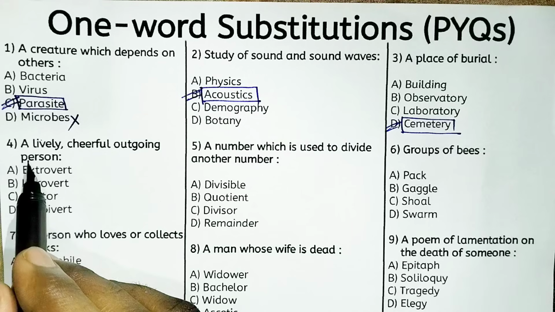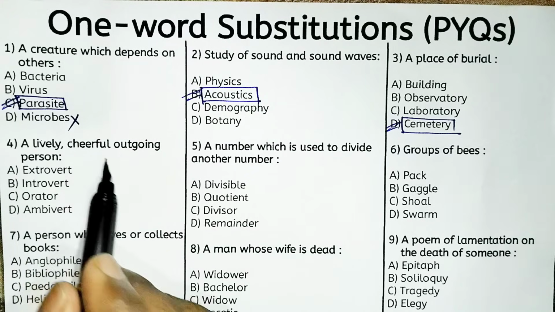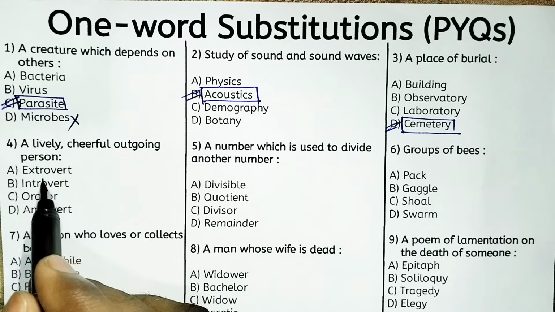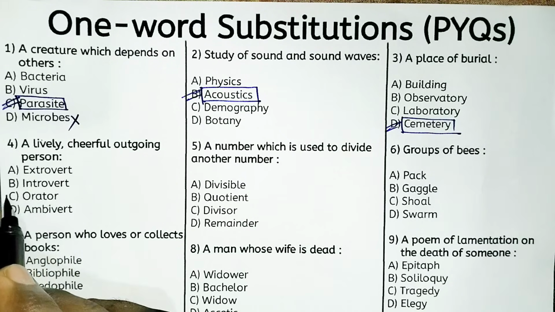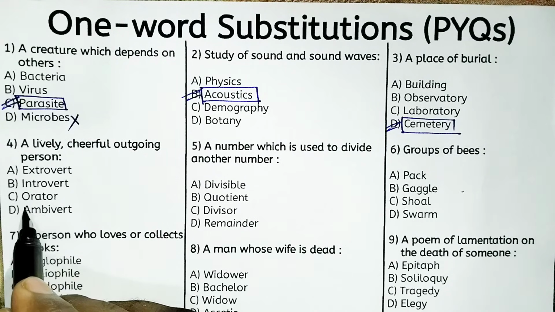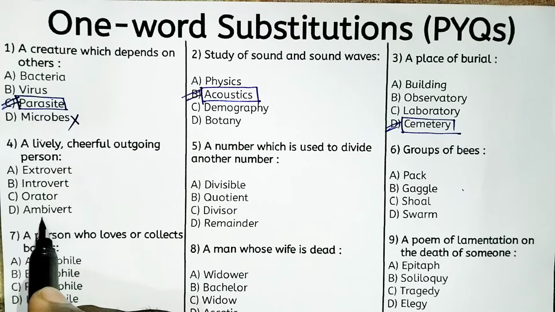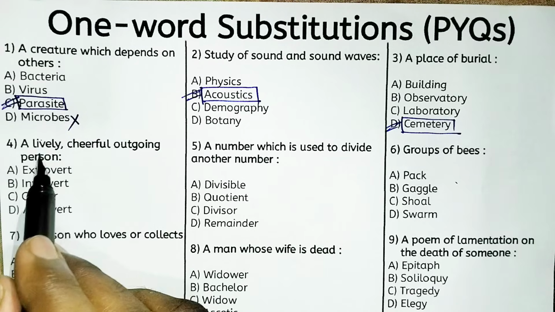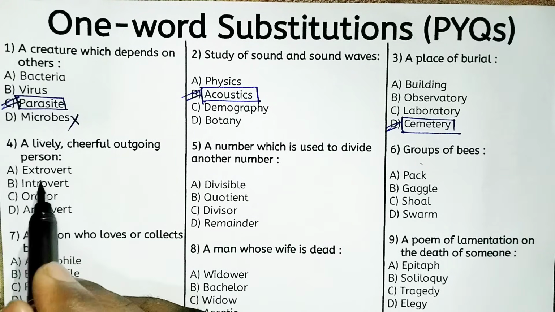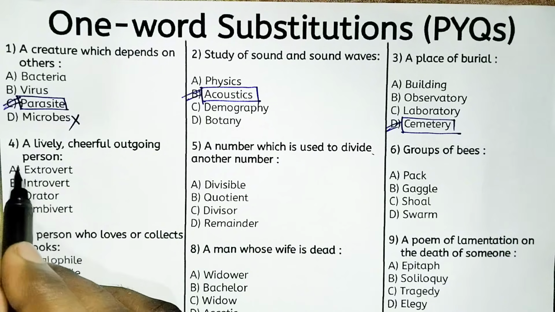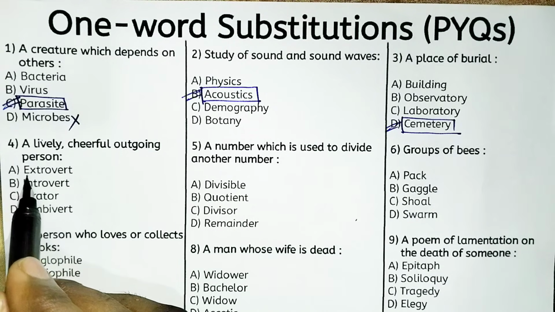Next, a lively, cheerful, outgoing person. That is option A, extrovert. Option B, introvert. Option C, orator, or option D, ambivert. So a lively, cheerful, outgoing person, that is option A, extrovert.